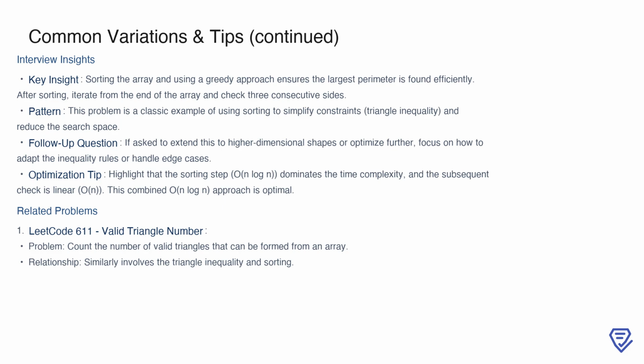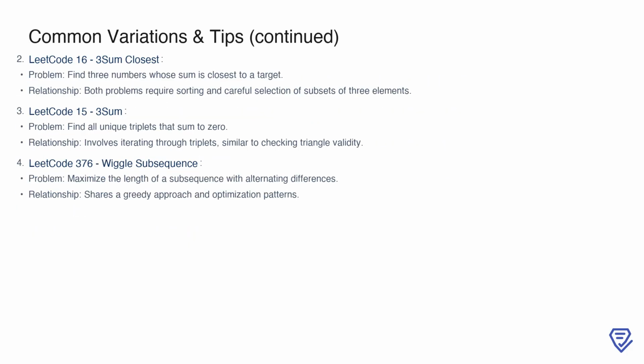Additionally, this problem is similar to LeetCode 611, where the goal is to count the number of valid triangles. Both involve sorting and applying the triangle inequality. Other related problems can help you understand variations in this type of approach. For example, LeetCode 16, the three-sum closest problem, involves finding 3 numbers whose sum is closest to a target. Like the largest perimeter triangle problem, it involves sorting and selecting subsets of 3 elements.